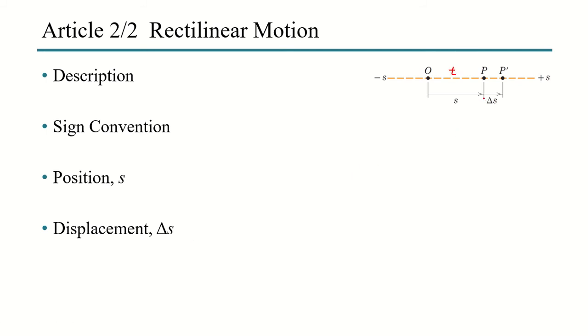And if the particle moves farther from this point towards P prime, we have what we call displacement, and we represent this by delta S. And similarly for the time, if the particle moves towards P prime from P, then we also have what we call the time increment. We call it delta T.